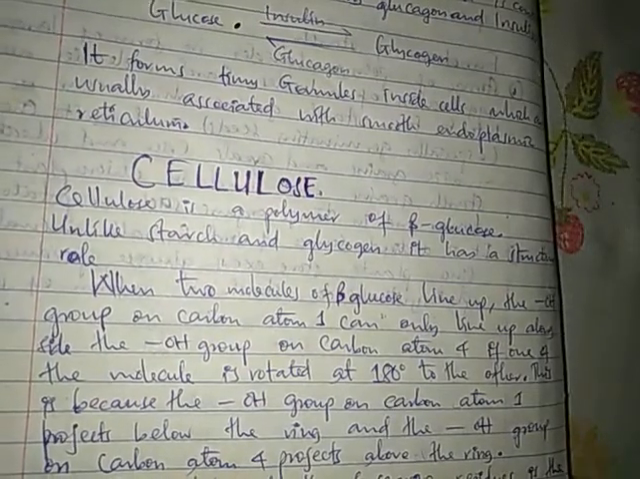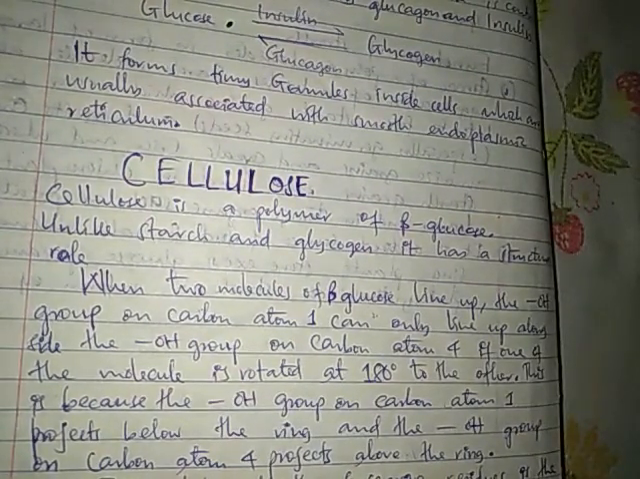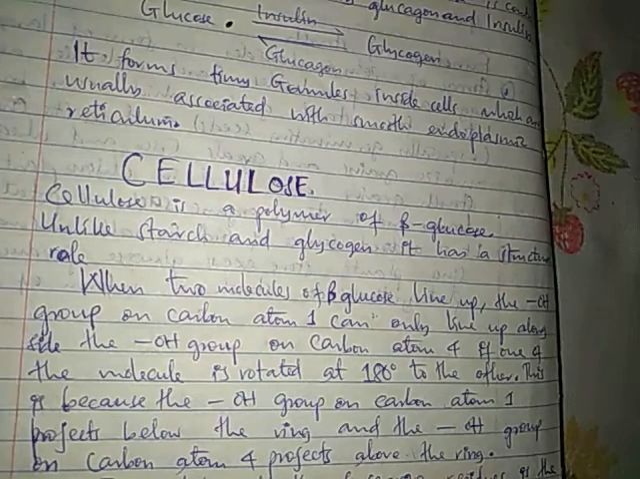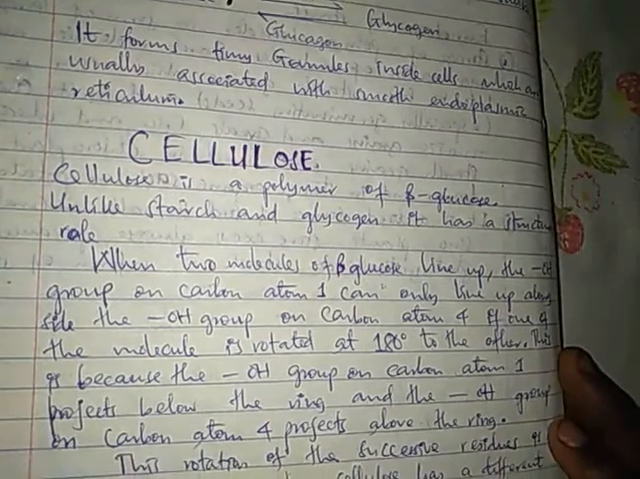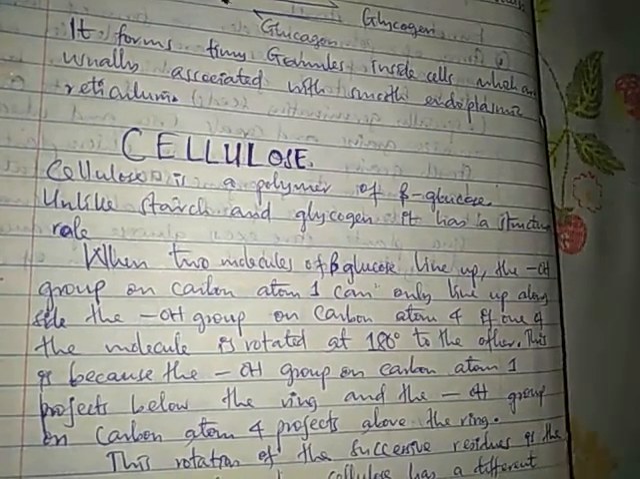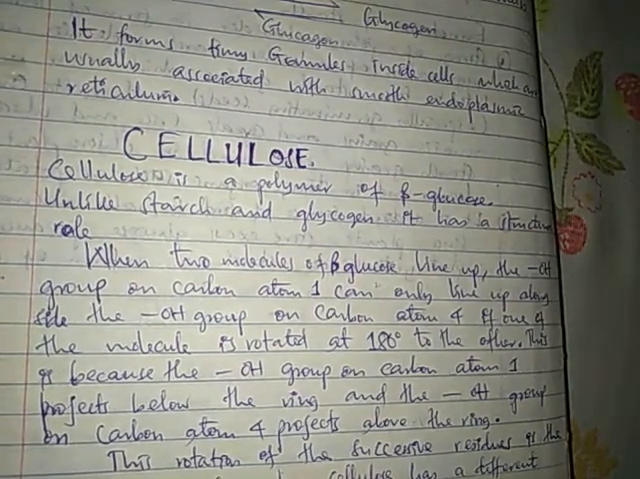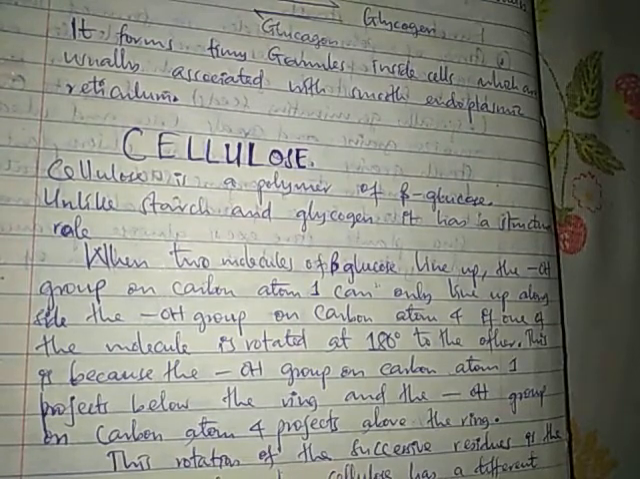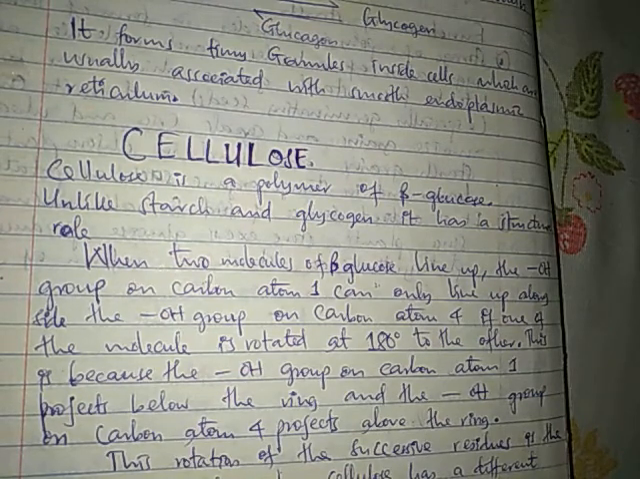Welcome back, friends. In my previous video, we discussed the structure of polysaccharides, and now let's proceed with cellulose. Cellulose is a polymer of beta glucose, so it's different from starch and glycogen, which are polymers of alpha glucose. So unlike starch and glycogen, which have a storage role, cellulose has a structural role.